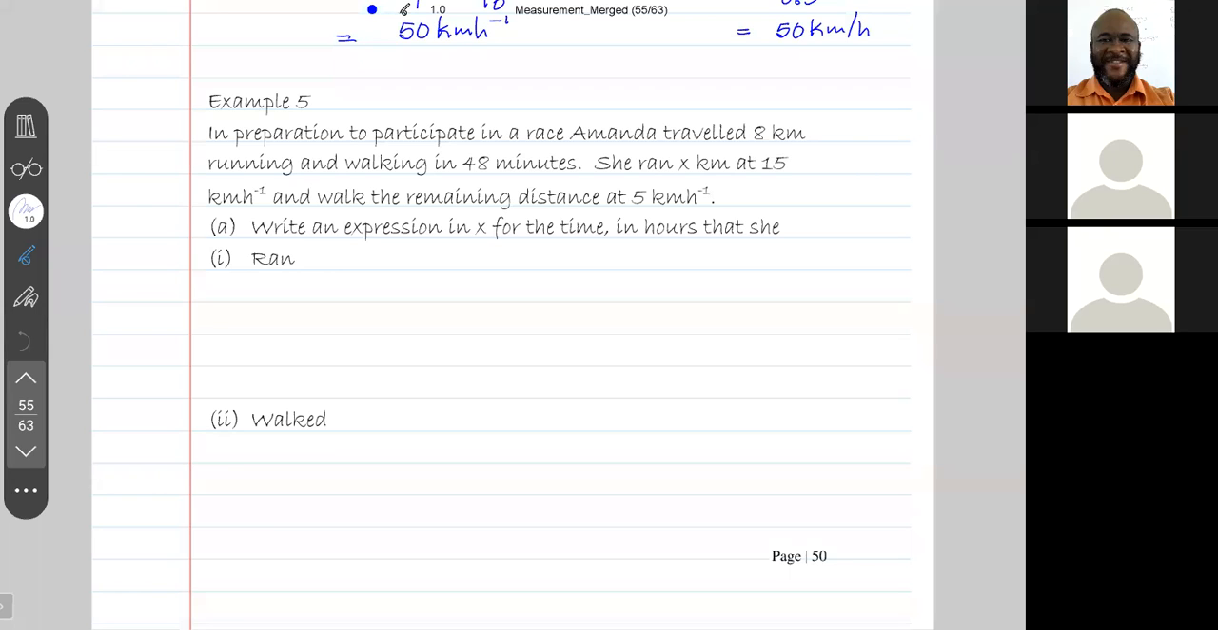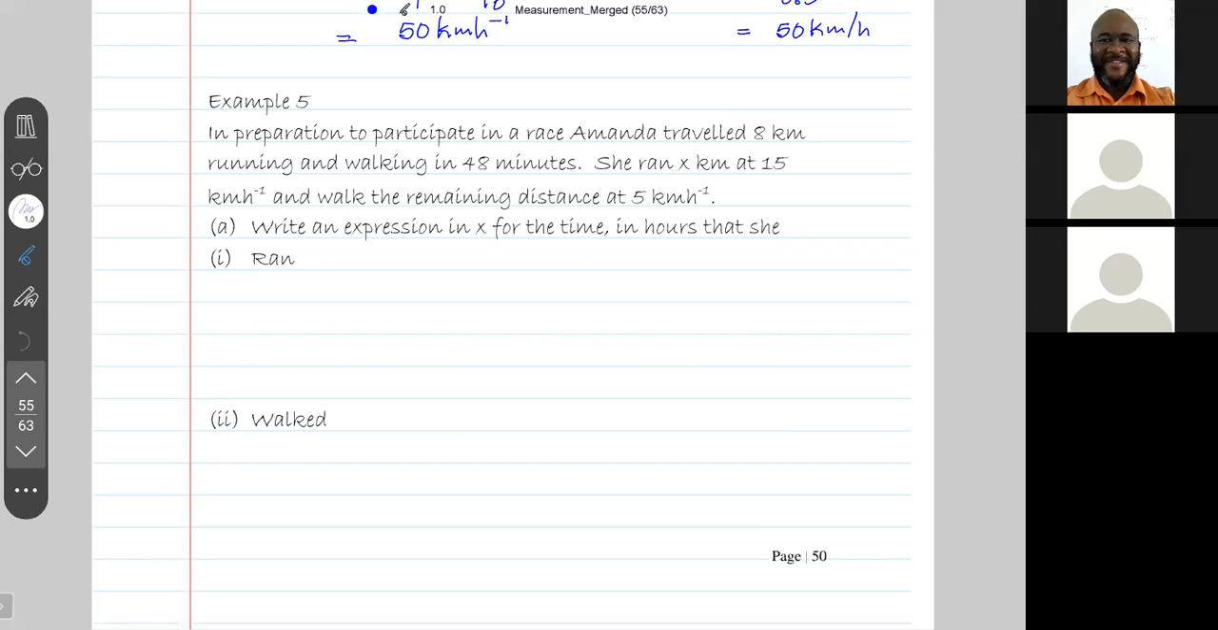All right, guys, so example 5, this is the last question. This says, in preparation to participate in a race, Amanda traveled 8 kilometers running and walking in 48 minutes. So Amanda traveled this distance, which is 8 kilometers. And in traveling this distance, she did two things. She both ran and she walked. But in running and walking, she took a total of 48 minutes.